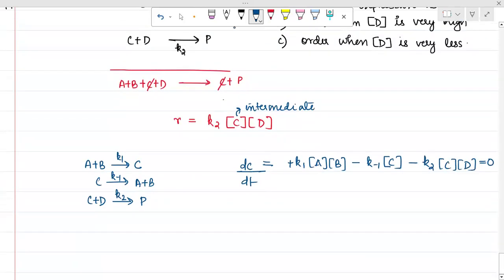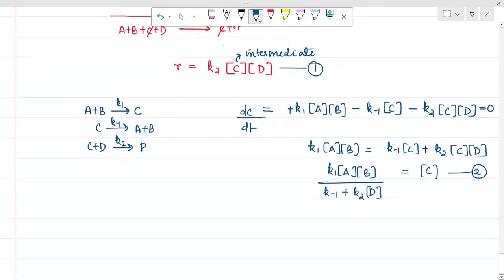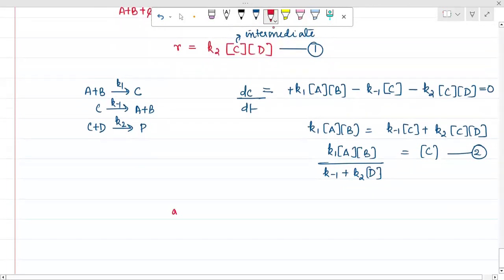Rearrange and find the expression for C. Let's say this is 1. After rearranging, K1 concentration of A into B is equal to K inverse C plus K2 C into D. I'll take C outside and rearrange. Concentration of C is equal to K1 concentration of A into concentration of B divided by K inverse plus K2 into D. This is my expression for C. I put 2 in 1, and there I get my answer to the first sub-question.